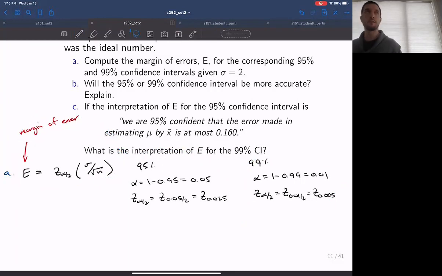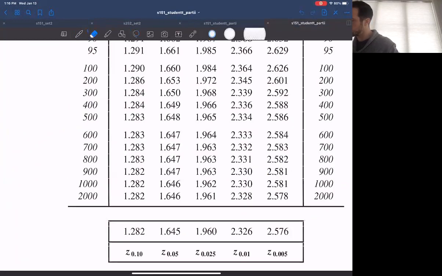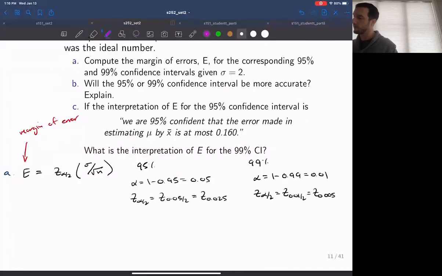So from the second page of the student's t-table, we can directly compute both Z 0.025 and Z 0.005. So we can see here, Z 0.025 is 1.96, Z 0.005 is 2.576. So on this slide, we now have 1.96 and here we have 2.576. Okay, so our margin of errors for the 95% and 99% confidence interval will be computed in a very similar way. We're just using a different z-score.